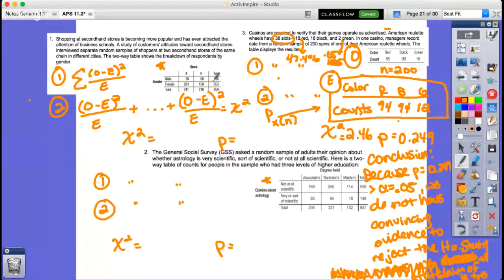So remember, if I did it by hand and I found the expected of the 38, I do 106 times the row total times the column total of 241 divided by 459, which is my table total, to find the expected value here. Okay. But in conclusion, I think we have, make sure I pull this back up.